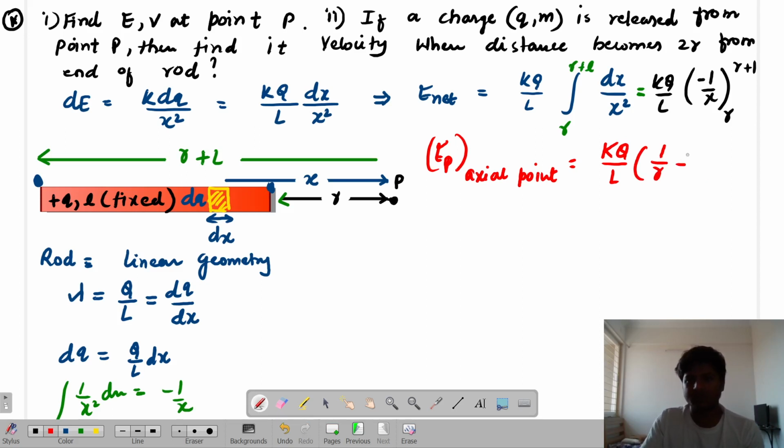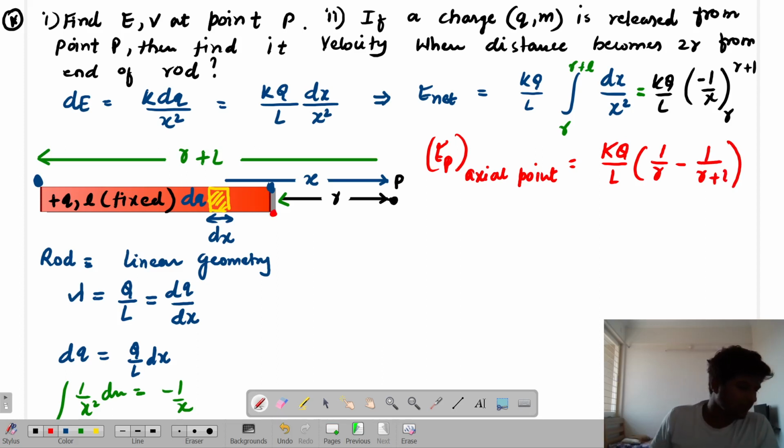That's your formula, where r is the distance of one end and L is the length of the rod. Is this clear? So we got our electric field. Similarly, you try to find the potential. Tell me what will be the potential.